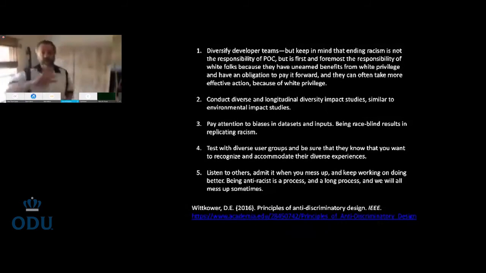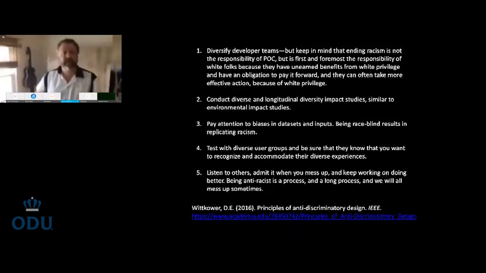Fourth, we need to test with diverse user groups. Like I pointed out in some of those examples, if there were better testing, I feel like a lot of these things would have been caught. There are other ways to catch things. You can catch things earlier. That's better, less expensive to fix things in the design stage. But yeah, test with diverse user groups and make sure that they know you want their experience as diverse users.